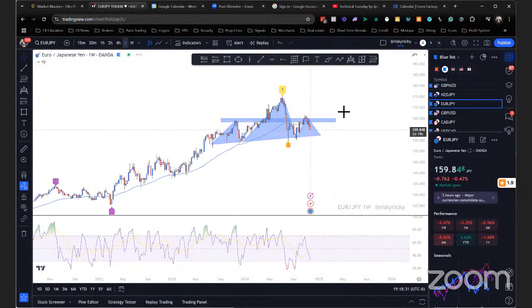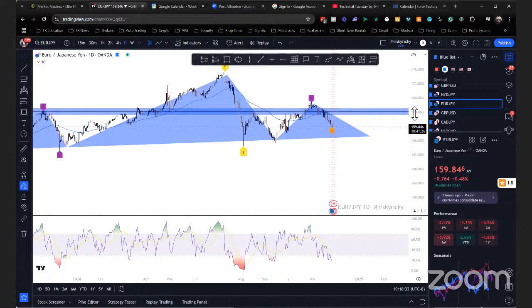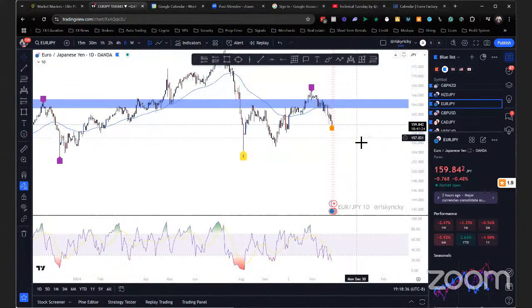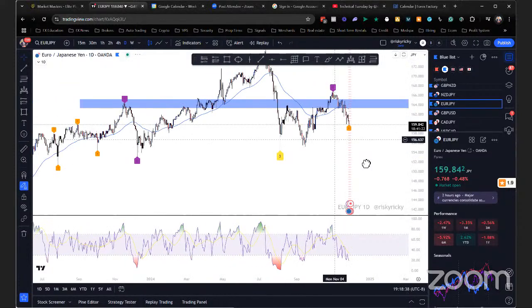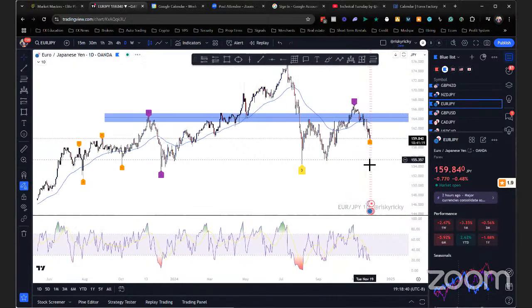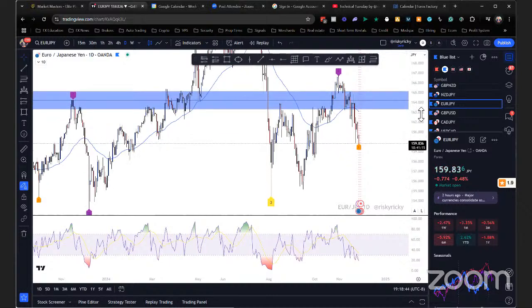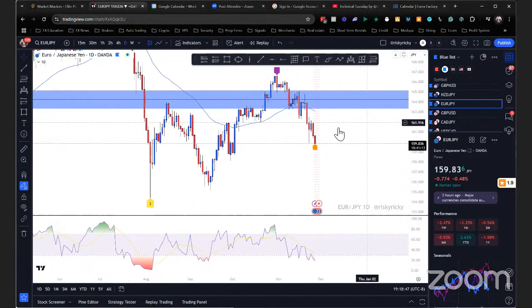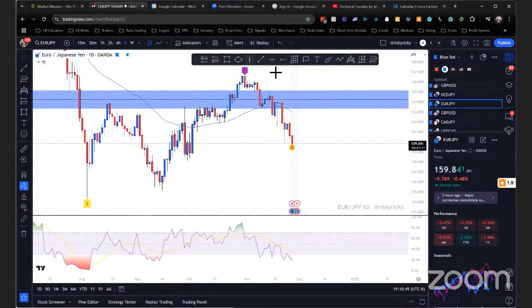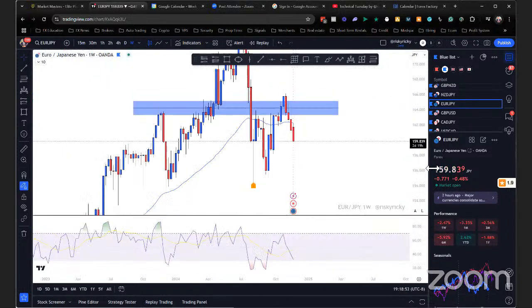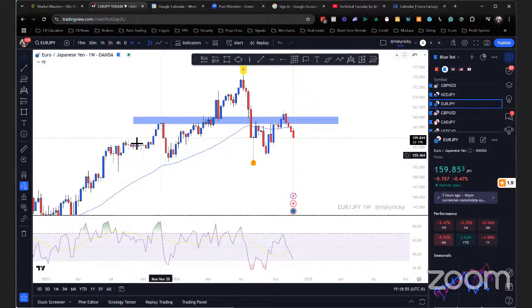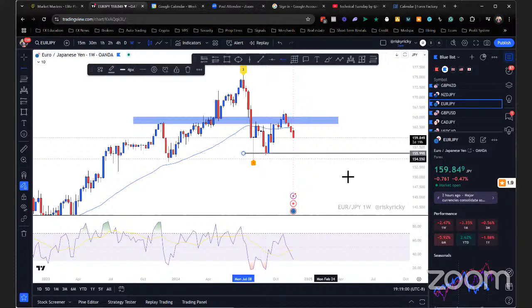Let's zoom in some more. Now take off this pattern. So definitely looking to short this. So I can see this dropping down to back here. I can see this dropping down to about here. So it's on its way right now. That's where it's headed towards.